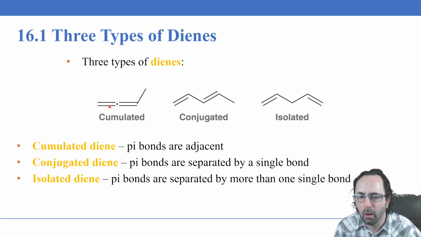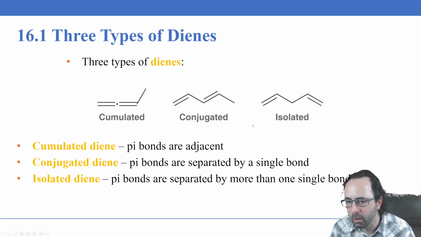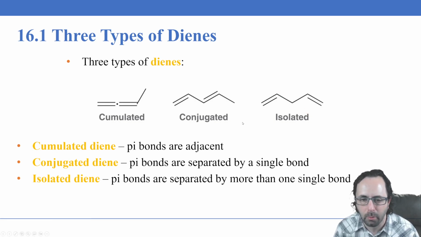If you have a carbon with two double bonds, we call that an accumulated diene. If the pi bonds again are separated by a single bond, we call that conjugated. If they are more than one single bond away, they are isolated. Their p orbitals are not interacting, they're separate.